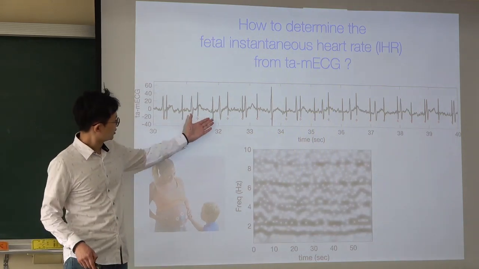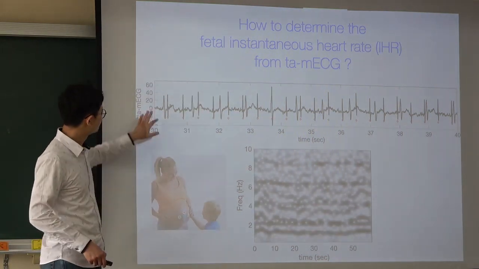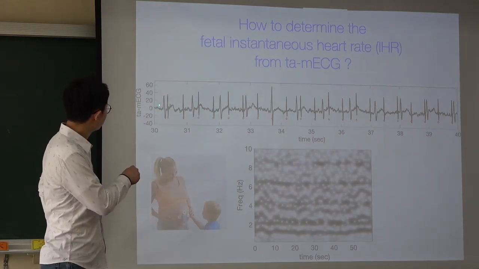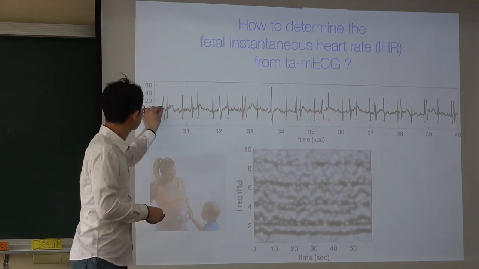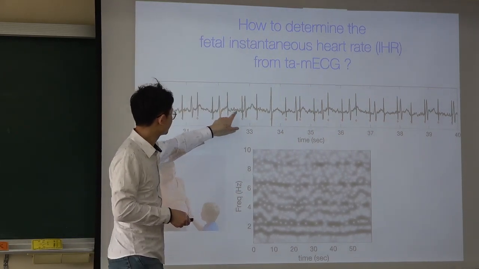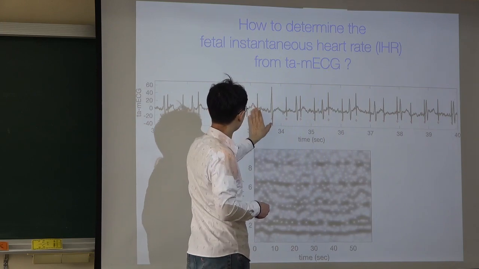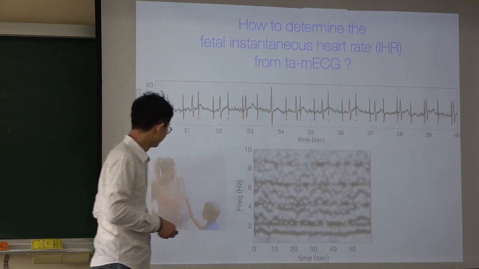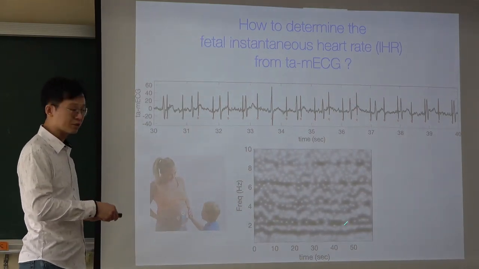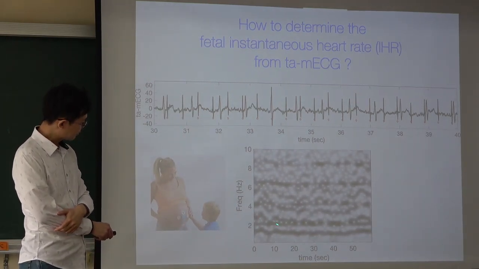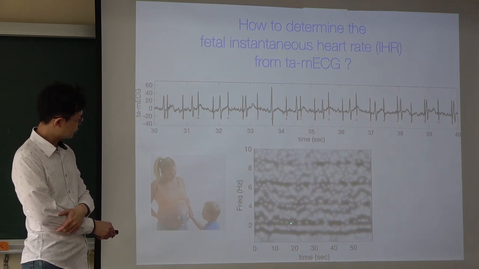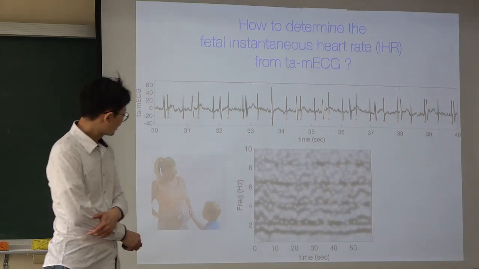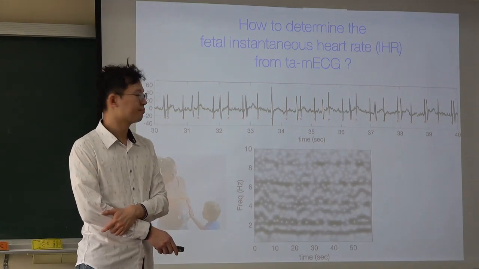And this is the real example. As I told you, the transabdominal maternal ECG. There are some big spikes, or wider spikes. Those are for maternal ECG, and there are some shorter, narrower spikes. They are for fetal ECG. And this is the short-time Fourier transform spectrogram. Again, which one is which? What are you reading right now? It is not very easy.